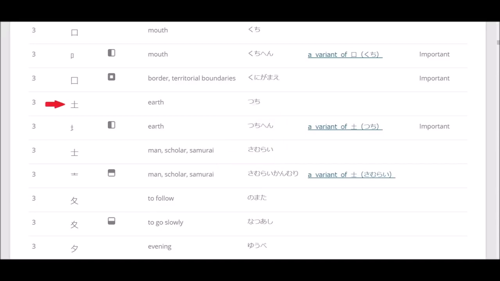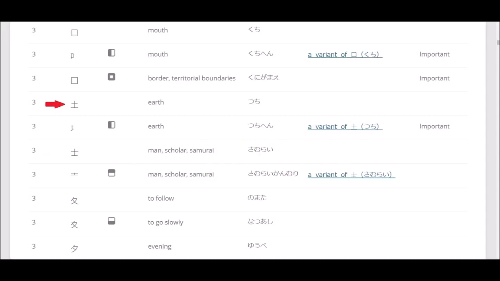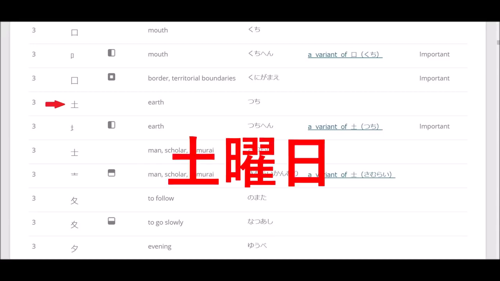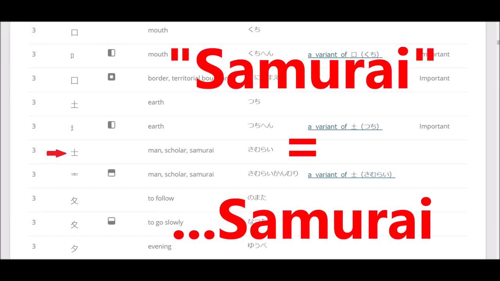Notice it there. Now we've got 3 different earths, although one of them, it's not really earth. So the first one is tsuchi, which is just earth, and if you're in first year Japanese, you've probably already learned it. Very common kanji, it's used in Saturday. Then we have it as a radical, and it's on the left side of the kanji, so it's tsuchihen. And then this big version of it is actually samurai, which they translate here as a man or a scholar, but we know it as samurai.